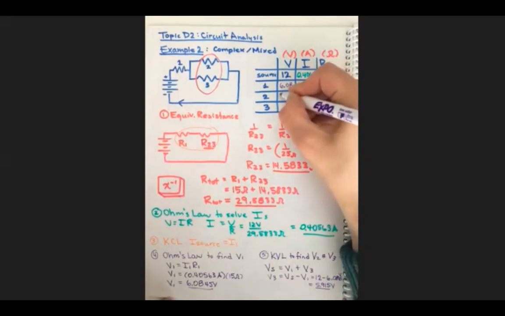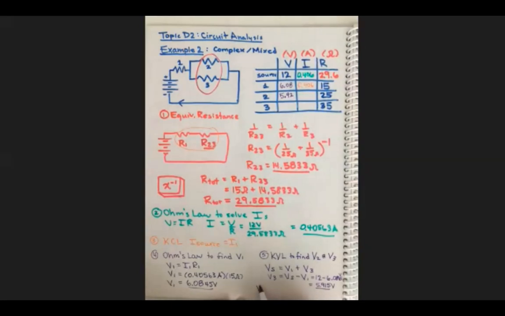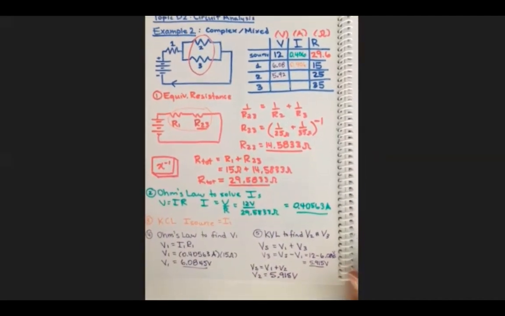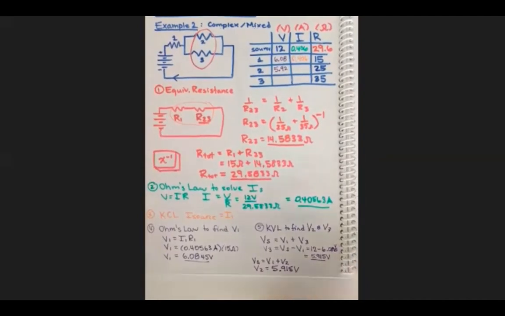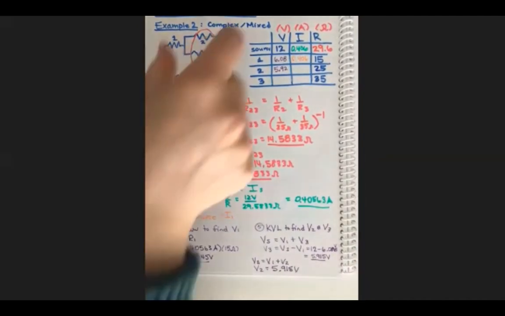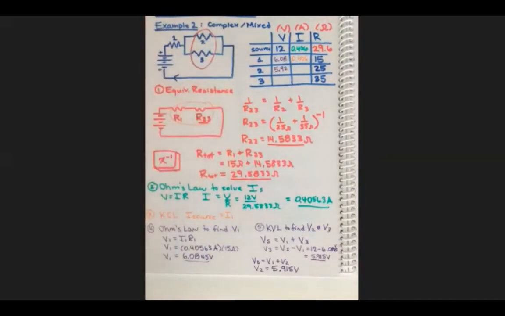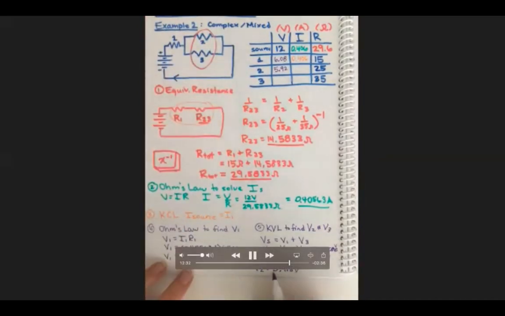So I'm going to put that in, 5.92. And also V source is V1 plus V2. So V2 is also equal to 5.915. Now, maybe you didn't write this line. Maybe you wrote a line that said V2 equals V3. That would be true because I know the voltage across parallel branches is the same. So you could do it that way. But either way, you get the same numbers here.